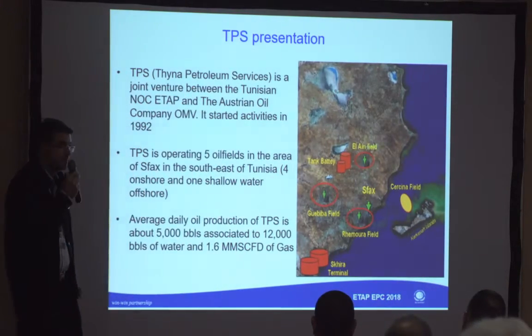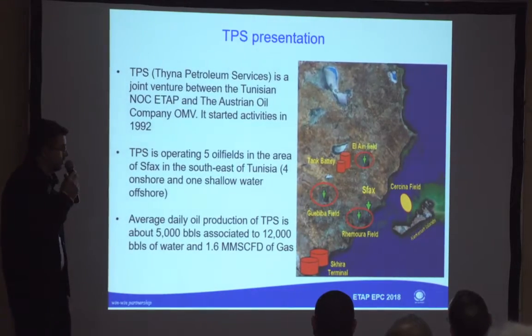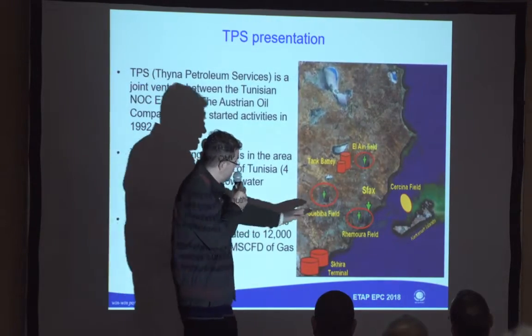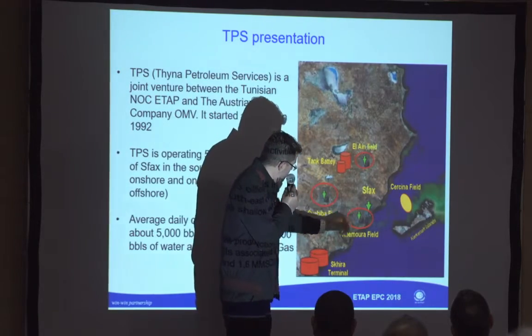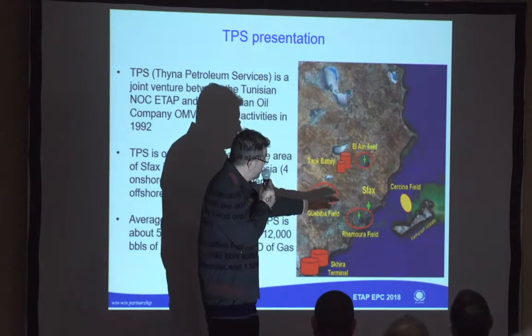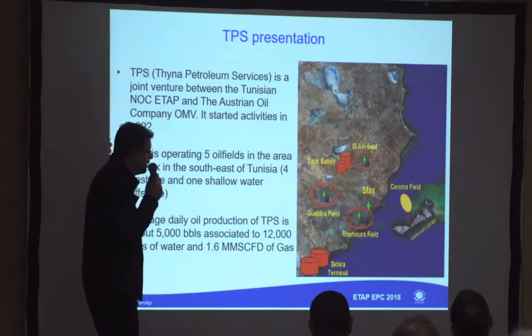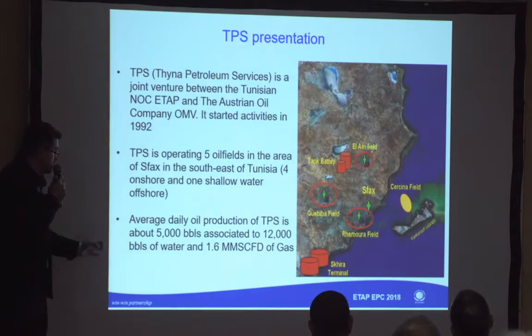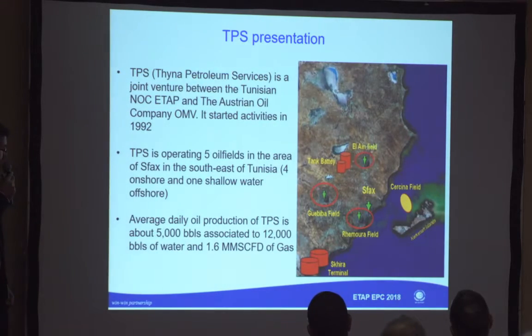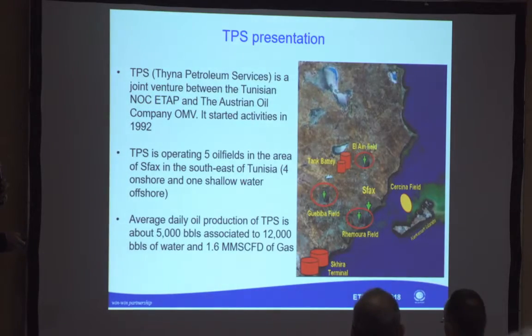TPS is operating 5 small oil fields, 4 onshore, which are El Ain, Rimoura, Gbiba, and Al Hajr, and 1 offshore, which is Sersina, near Kerkennah Island. The average daily production of TPS is about 5,000 barrels of oil, associated with 12,000 barrels of production water and 1.6 million standard cubic feet of gas. This is briefly TPS.